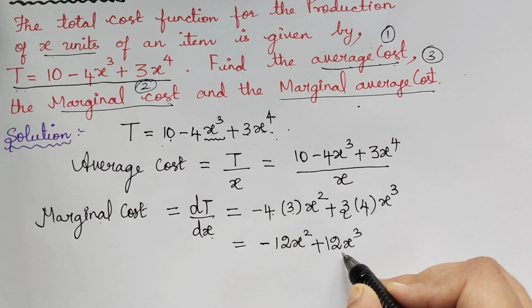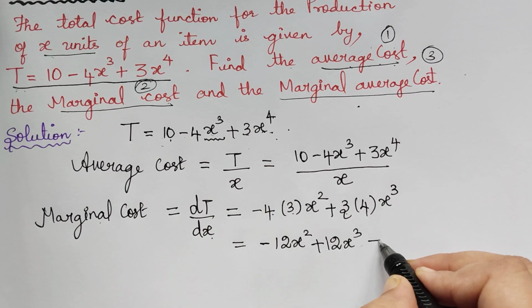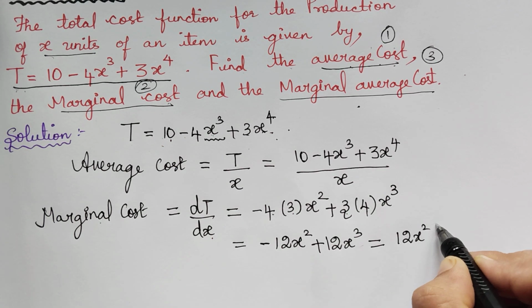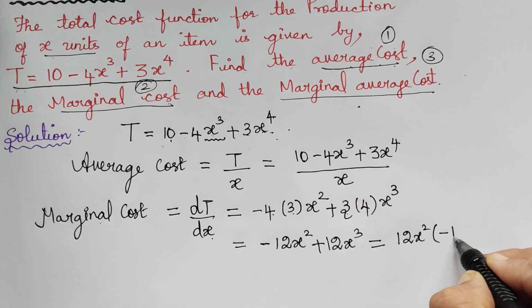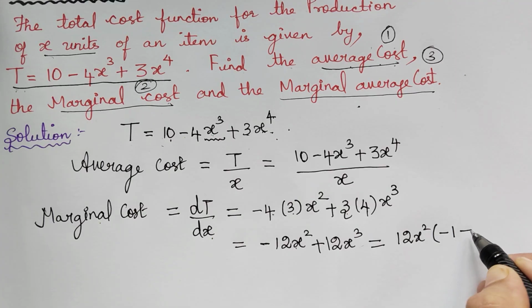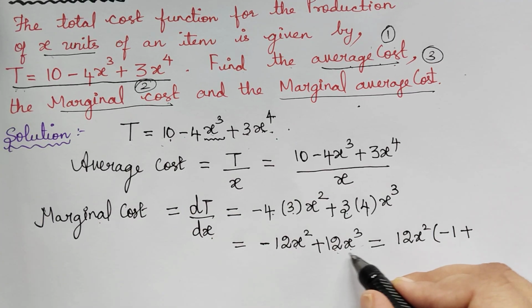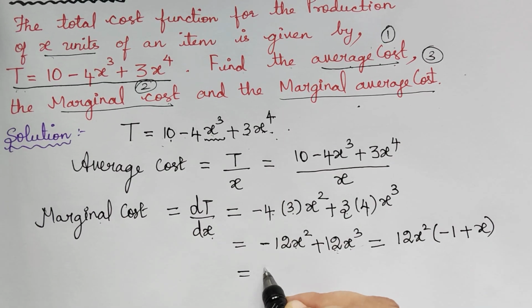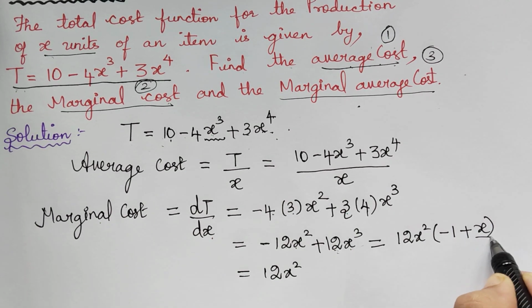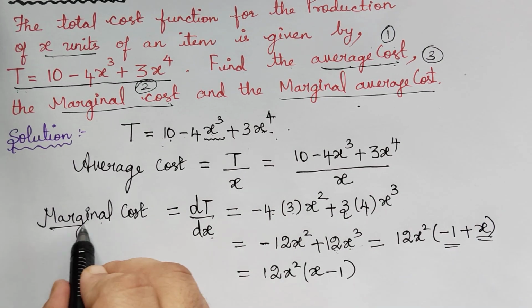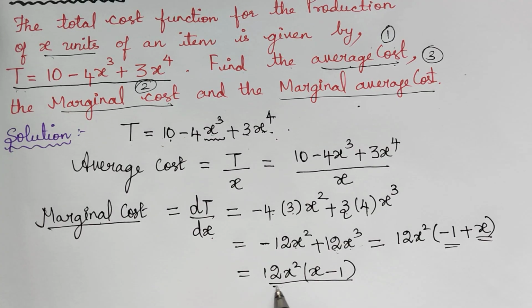Now if you see, 12x square is common in both the terms, so it can be taken out. So if we take 12x square common, we will be getting minus 1 plus, if 12x square goes outside, the remaining will be x. So this can also be rewritten as 12x square, we will write this term first, x and then minus 1. Therefore the marginal cost has been obtained as 12x square multiplied with x minus 1.